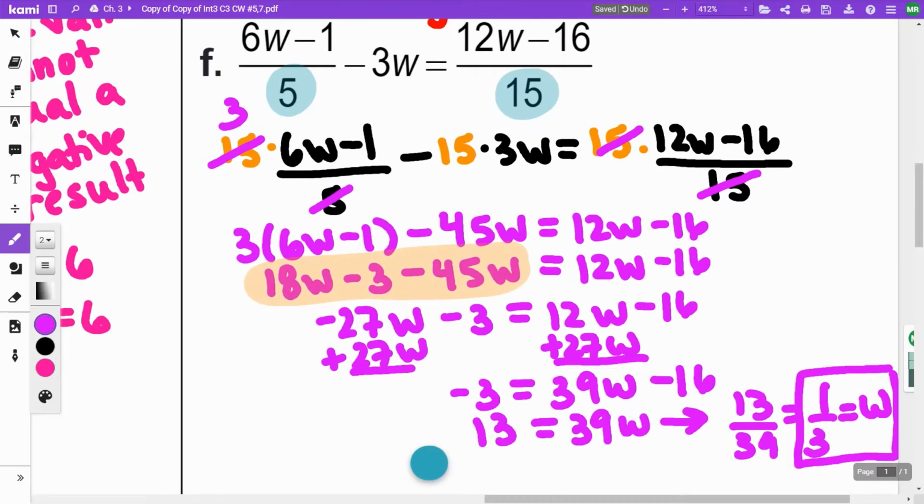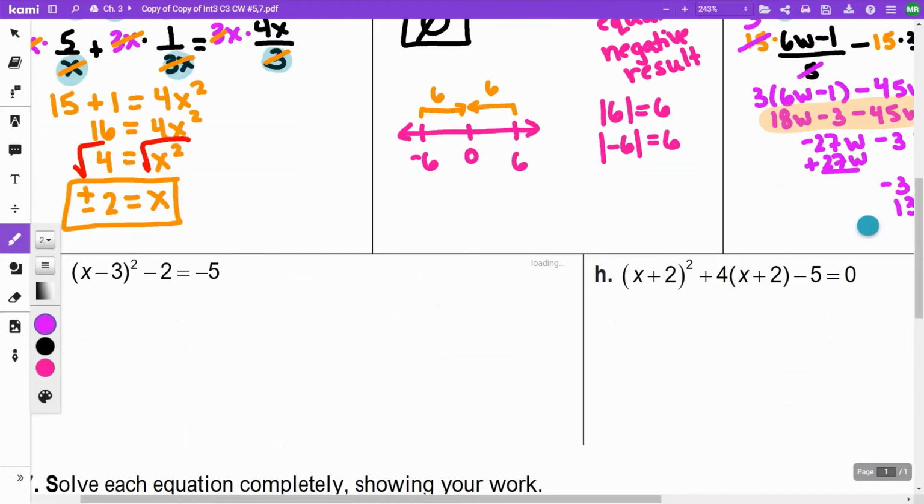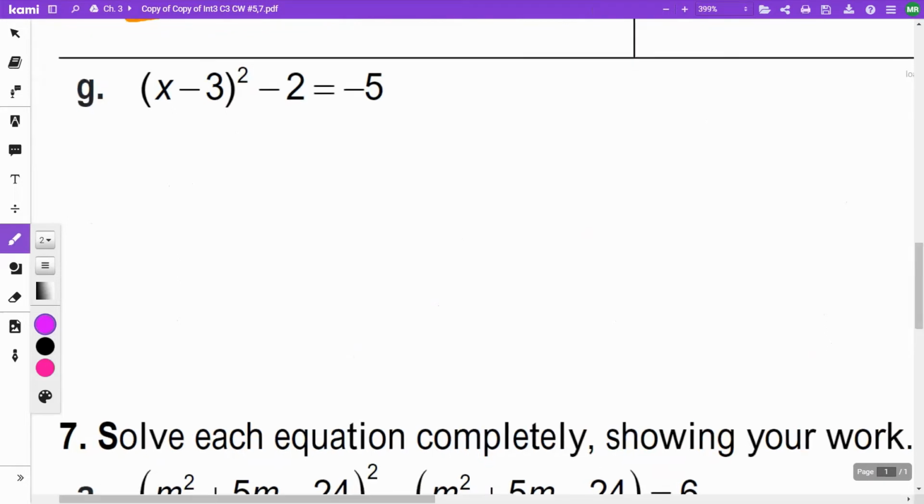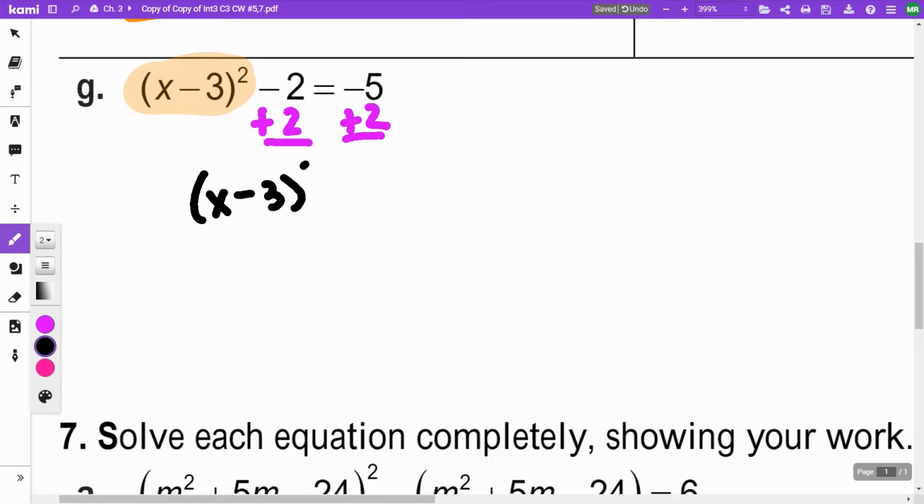Okay. On the next problem, this one is a quadratic, but what I'm going to do is when I have that quantity with the x being raised to the second power, let's isolate that. So I'm going to add 2 to both sides. I get x minus 3 squared minus 2 equals, sorry, I added the 2 to both sides. So those 2's canceled out. And I'm going to get a negative 3.